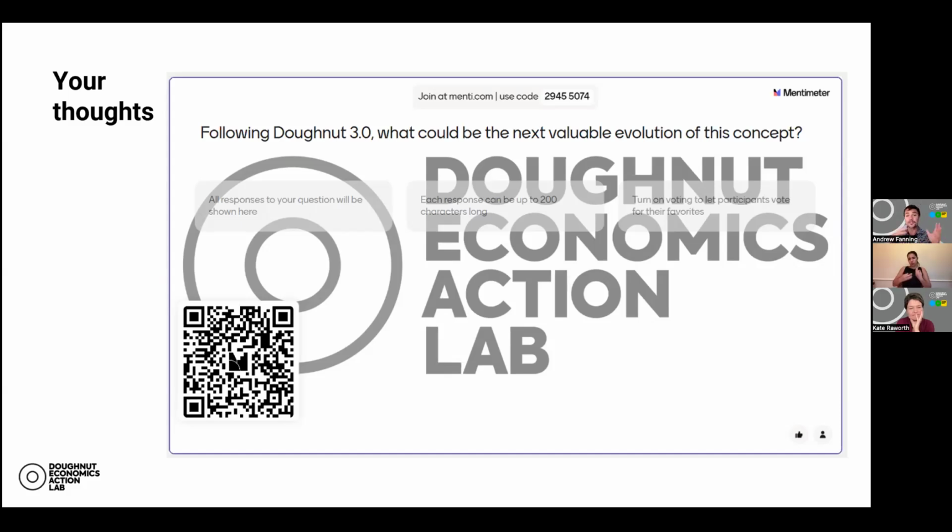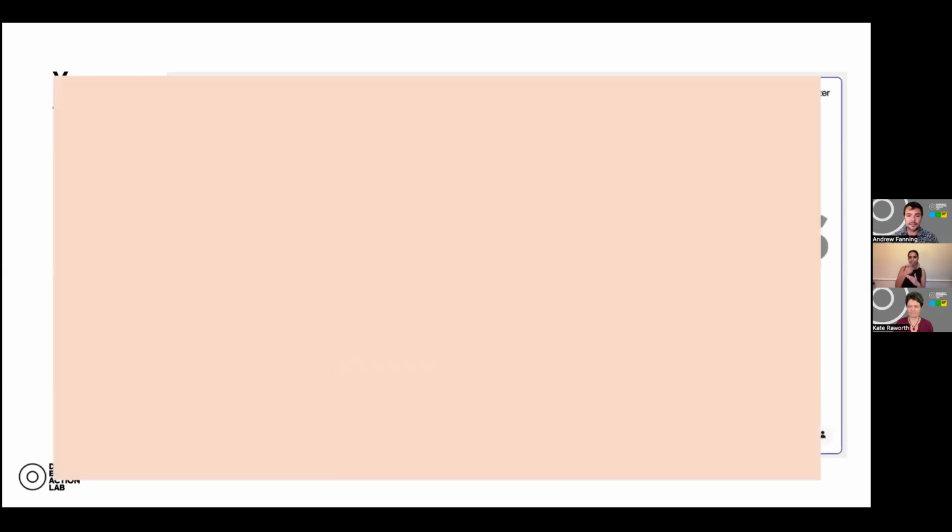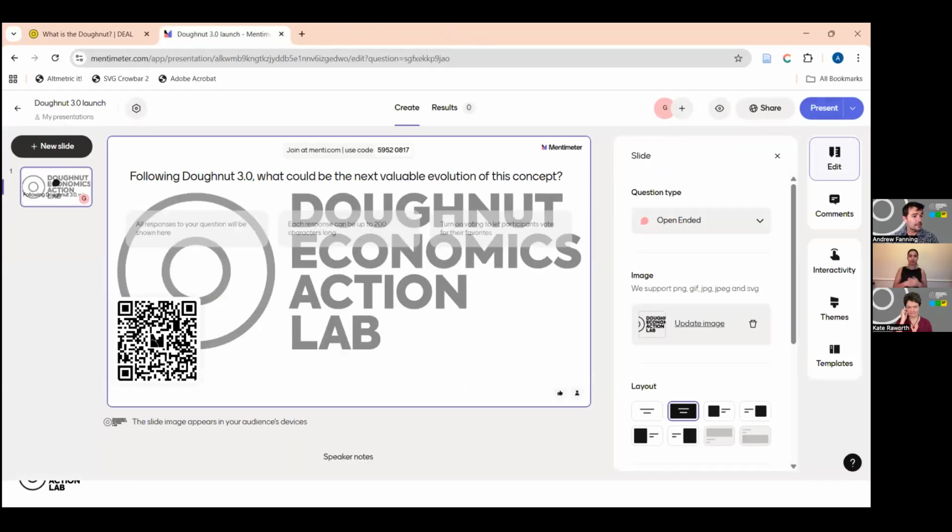And for now, we would also love to hear your thoughts following Donut 3.0 and this evolution that we have so far described. Ask what could be the next valuable evolution of this concept. And so we prepared a little Mentimeter for anyone familiar with that. You can either go to the website that you see at the top of this screen and use the code that it will ask you for, which you can see up at the top middle, or you can scan the QR code and hopefully it should work. And we can hear some thoughts.